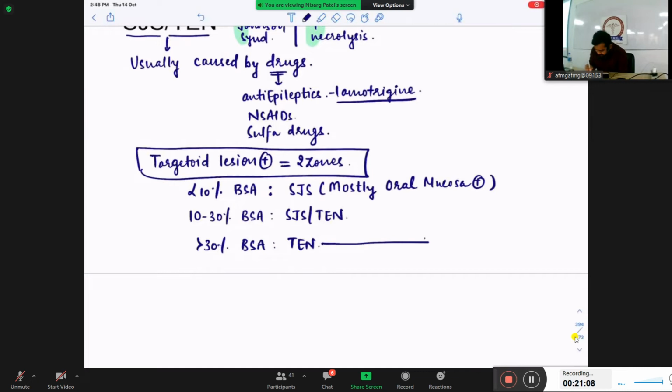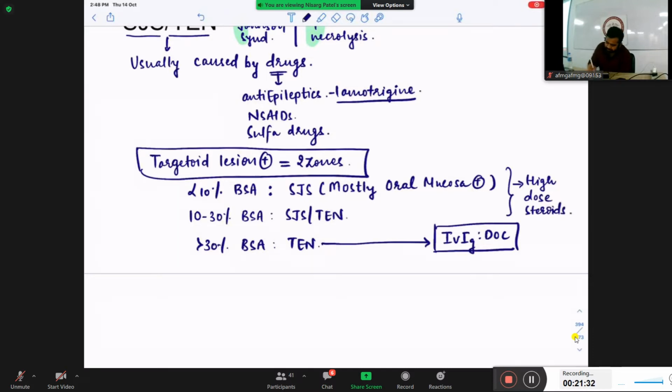And if this develops, the drug of choice is IVIG, the intravenous immunoglobulin. When you have SJS or the overlap, you can start with the high dose steroid.